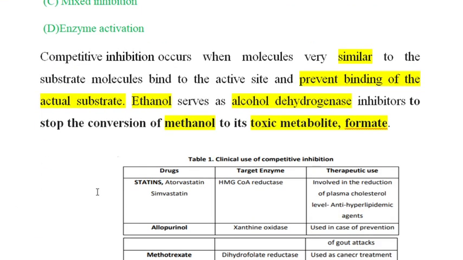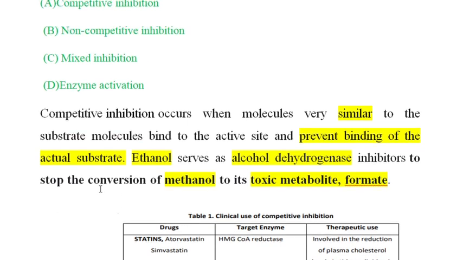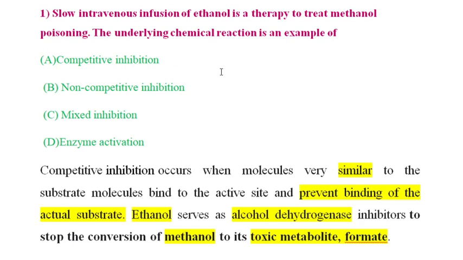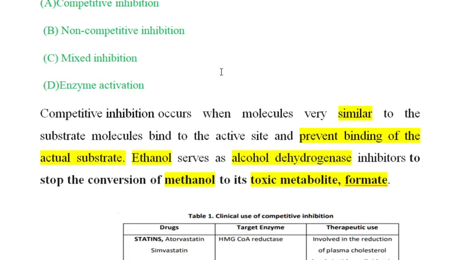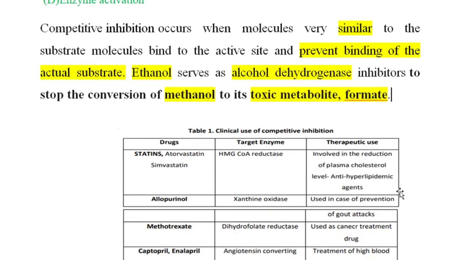Competitive inhibition occurs when a molecule very similar to the substrate molecule binds to the active site and prevents the binding of the actual substrate. In our case, ethanol is given as a therapy to treat methanol poisoning. So ethanol will be acting as a competitive inhibitor for the enzyme alcohol dehydrogenase, competing with the methanol. They will be occupying all the binding sites present in this enzyme. So ultimately the concentration of methanol will be reduced. At the same time, we can also stop the conversion of methanol to its toxic metabolites like formate or formaldehyde.